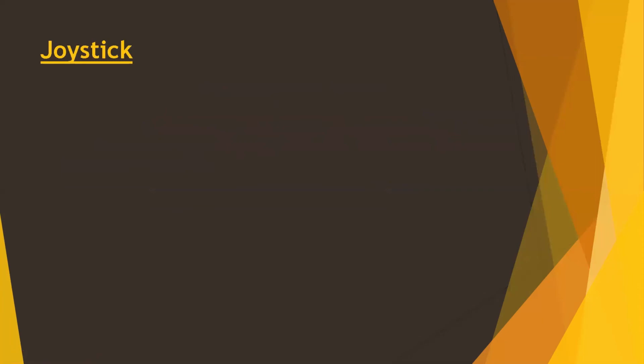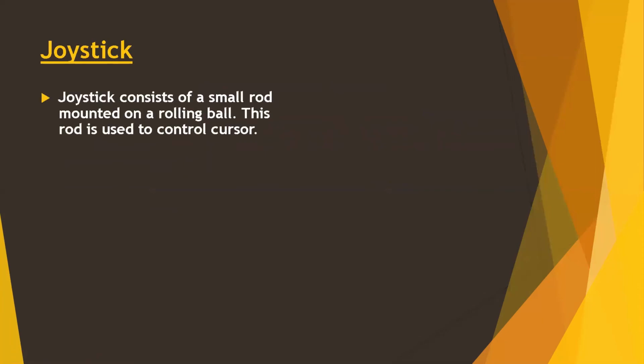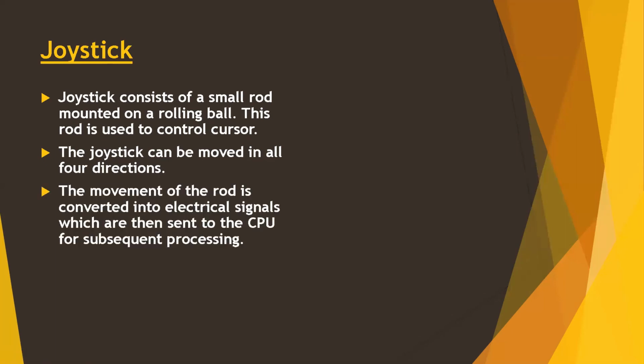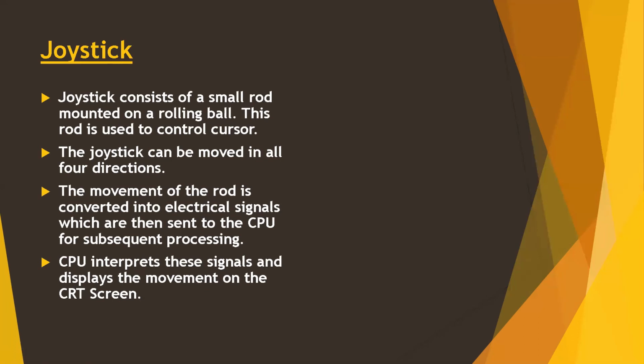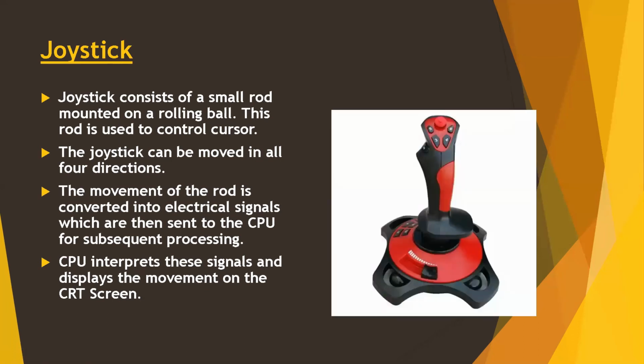Coming to the joystick, it is a gaming device. It is a small rod mounted on a rolling ball. This rod is used to control the cursor. The joystick can be moved in all four directions. The movement of the rod will be converted into electrical signals, and those electrical signals will be sent to the CPU. The CPU will interpret those signals and display the movement of the cursor. So this is what a joystick looks like.